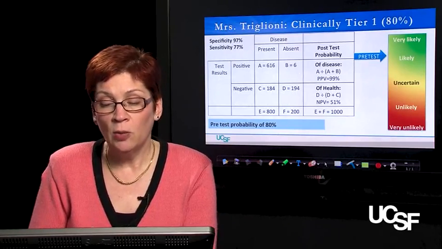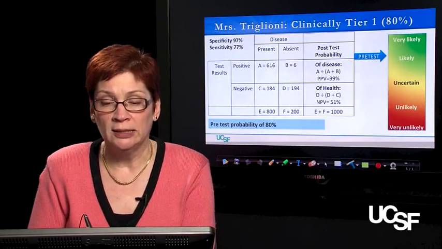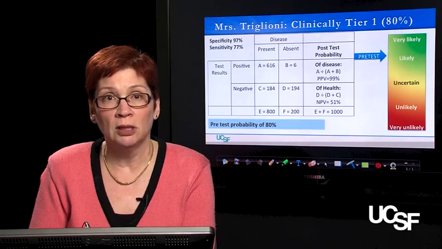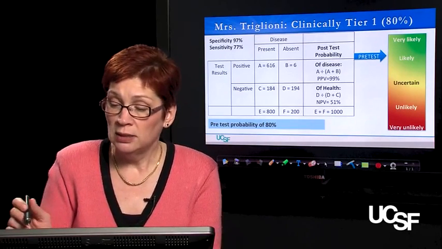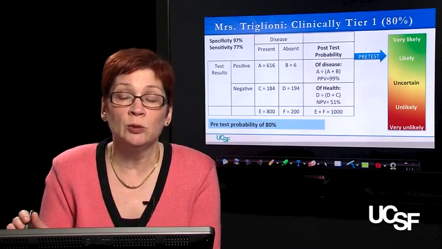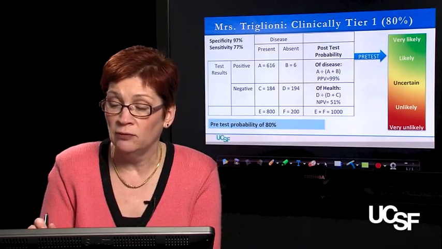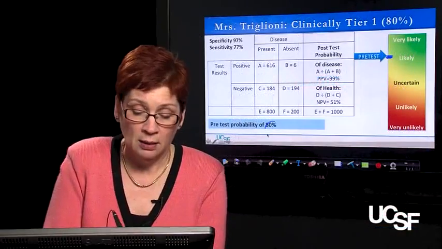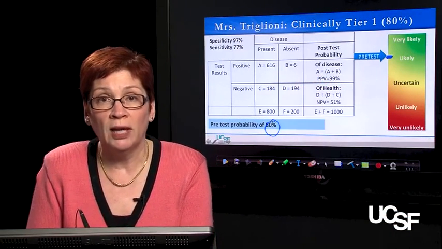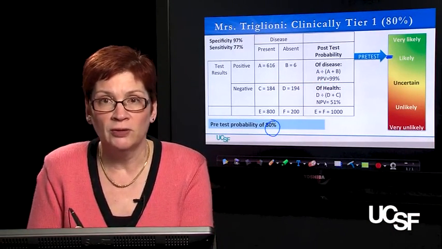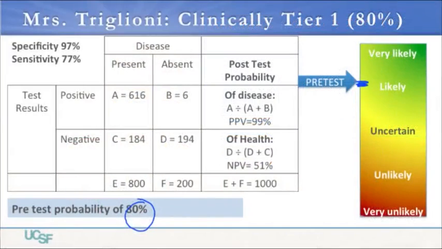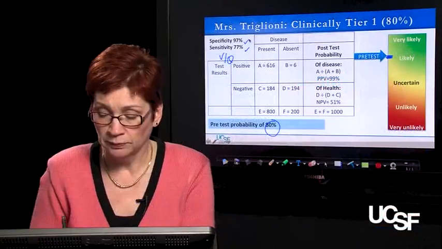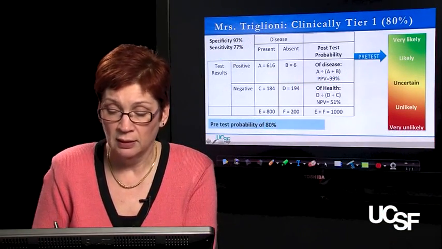Good. So let's go back to our 2x2 contingency table and put in some real numbers looking at Mrs. Triglione's case. So as we said, we thought her pretest probability of disease was in tier 1, either likely or very likely, and for the purposes of this exercise, I've chosen a pretest probability of about 80%. And what we want to figure out is what will happen if her test comes back positive or if her test comes back negative. So we know the test characteristics of a VQ scan, sensitivity of 77% and specificity of 97%. So let's remember how we use that.